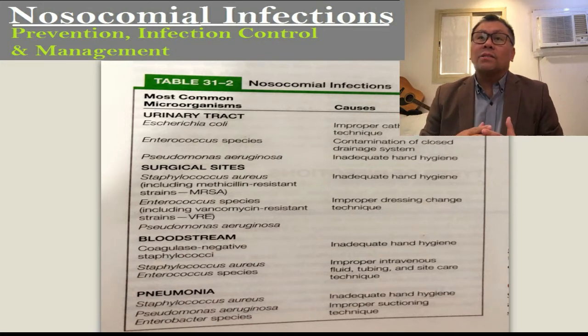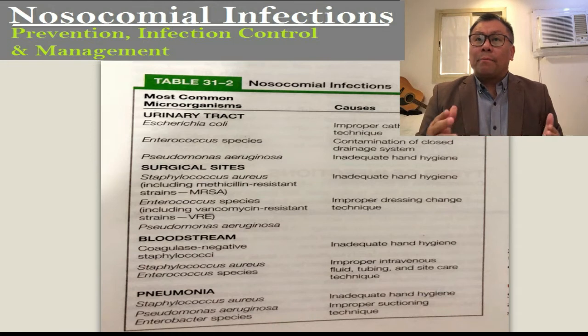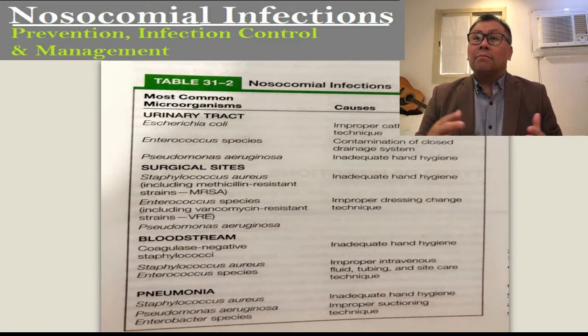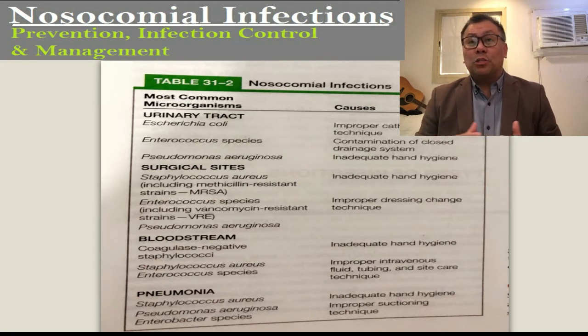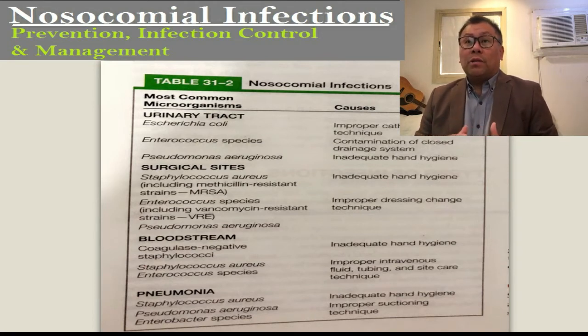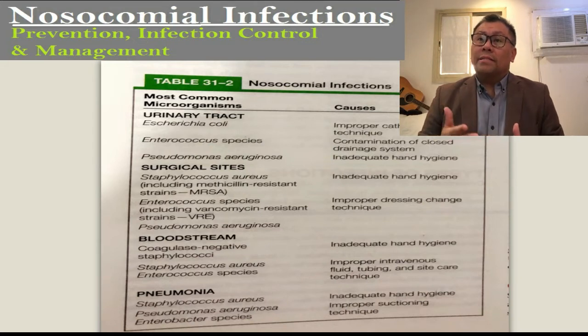Now we have the surgical sites. We have Staphylococcus aureus, including the methicillin-resistant strains, or MRSA. We have Enterococcus species, including the vancomycin-resistant strains, and Pseudomonas aeruginosa. What are the causes of this? Inadequate hand hygiene and improper dressing change technique. So nurses should be aware of this: before and after every procedure, a hand washing technique should be done.